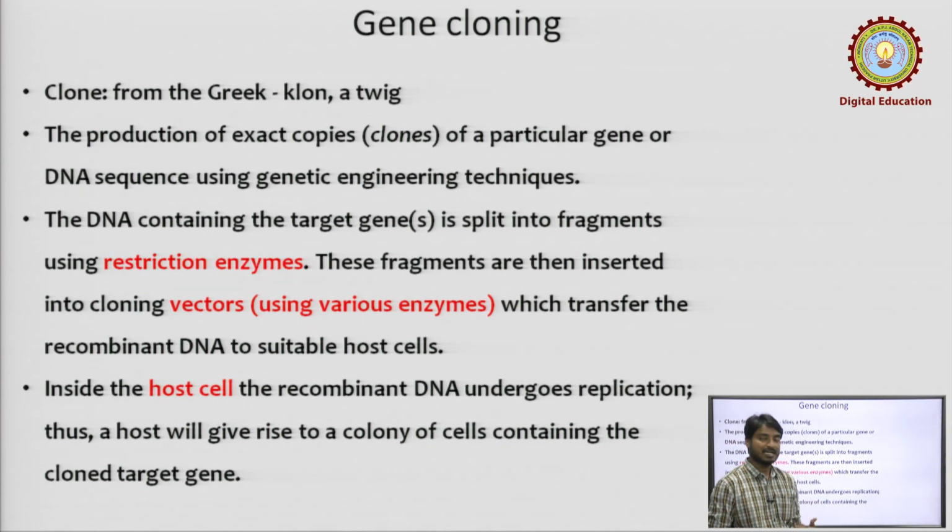In this we will isolate that gene, and after isolation we will use some enzymes called restriction enzymes, and we will use a cloning vector to insert that gene into the cloning vector, and this vector is now called the recombinant vector. After that we will insert this vector into the host cell. The host cell will carry that vector, and our vector will multiply and make a number of copies of that gene. So inside the host cell, the recombinant DNA undergoes replication. Thus a host will give rise to a colony of cells containing the cloned target gene.